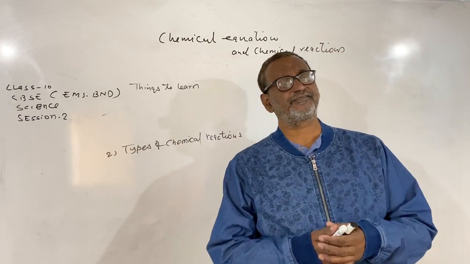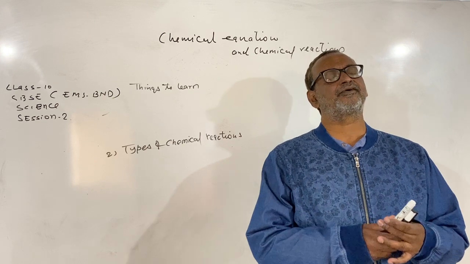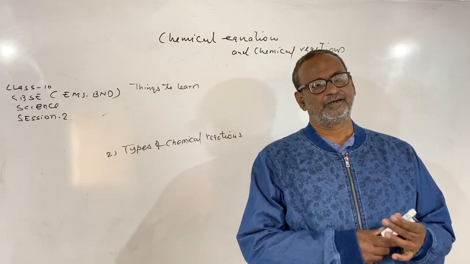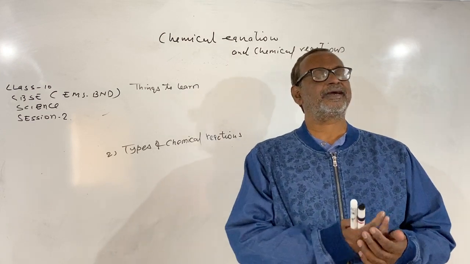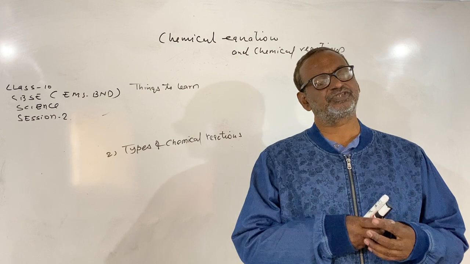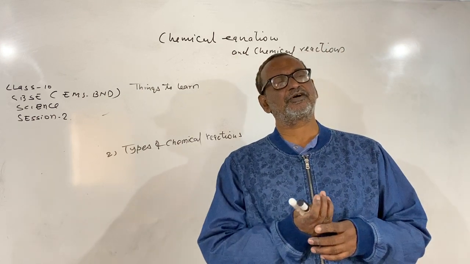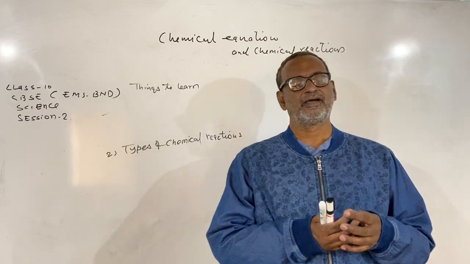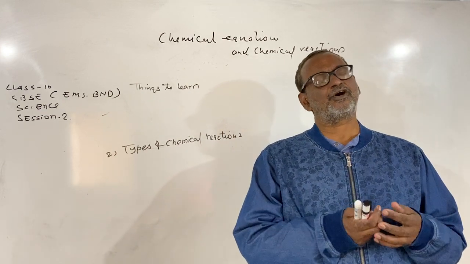According to the law of conservation of mass, in a chemical reaction matter is neither created nor destroyed. Then what happens in a chemical reaction? In a chemical reaction, rearrangement of atoms takes place, and this rearrangement of the atoms results in the formation of new compounds.